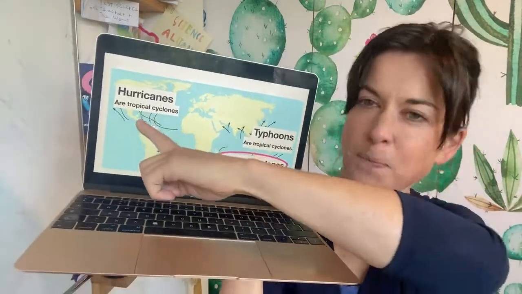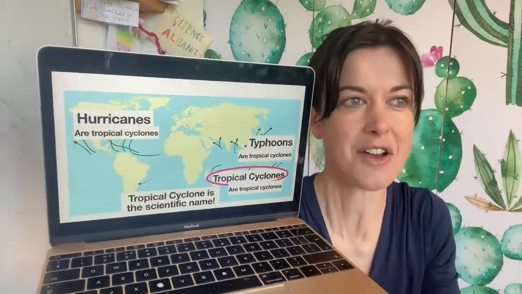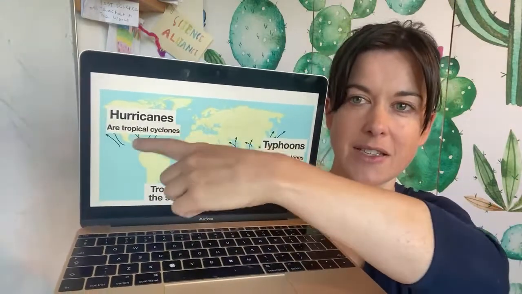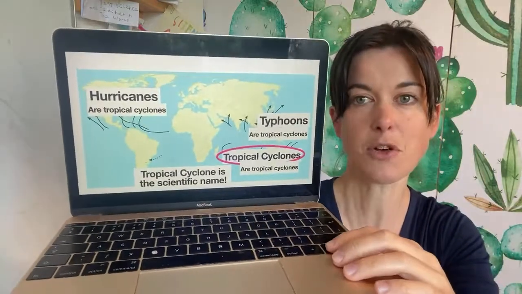If you're like me and you speak English as your first language, you've probably heard of hurricanes more. You probably say hurricane because we get our news from America, because they also speak English, so we hear the word hurricane more. But strictly speaking, we should be calling them tropical cyclones.